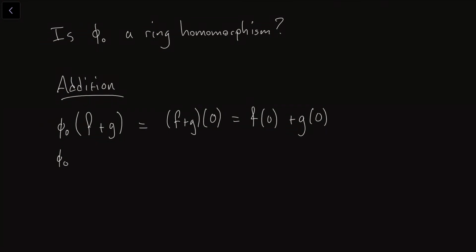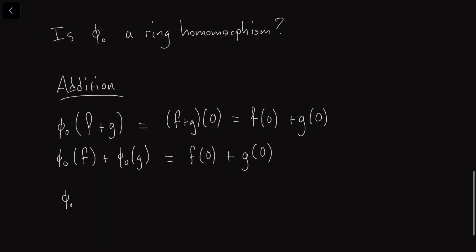Now, on the other hand, phi 0 of f plus phi 0 of g, well, this is going to send the function f to f of 0, so f of 0, and then this is just addition in the real numbers, so plus g of 0. And this is exactly the same thing as if we add the functions in the ring of continuous functions and then send them to their evaluations at 0. So phi 0 of f plus g is equal to phi 0 of f plus phi 0 of g.